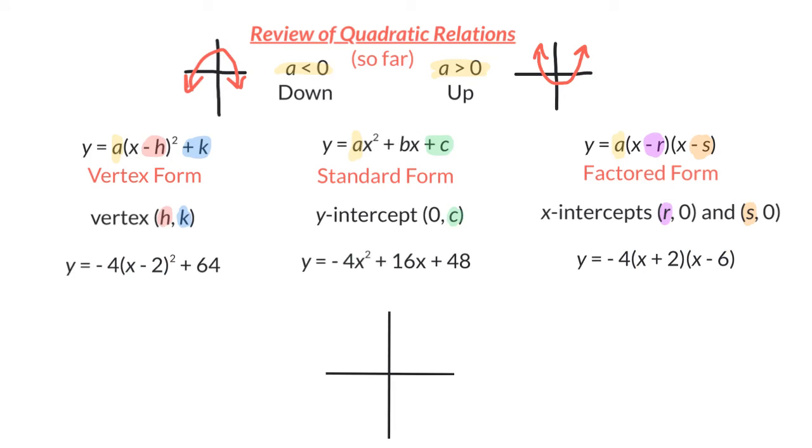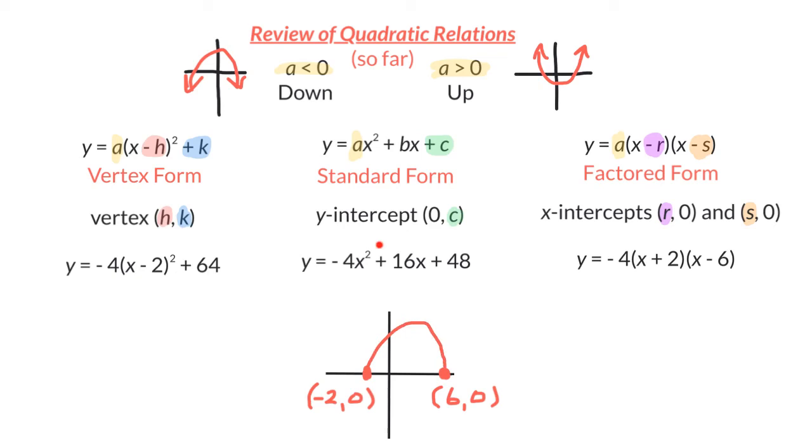So here's an example. I have a quadratic relation written in the three different forms. If I look at the number in front, -4, that's a negative value. So that means my parabola opens down. If I look at the factored form, my x-intercepts are -2 and +6. Remember, the sign changes for these. And I know this opens down, so my parabola is going to have this shape.